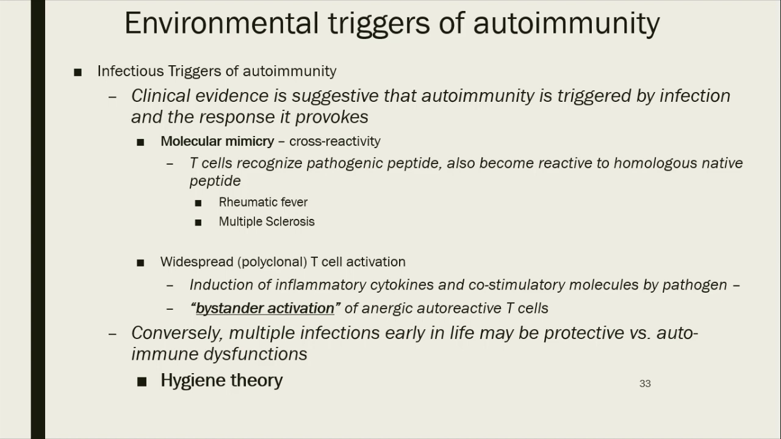So here we're focusing on infectious triggers. What happens with infectious triggering is that sometimes there are peptides on the bacteria that are somewhat similar, molecular mimicry, so similar looking at the peptide level. Once you break down the bacterial protein into smaller pieces, sometimes the smaller pieces look alike to our endogenous peptides. So the T cell that recognized the pathogenic peptide also becomes reactive to a homologous, meaning very similar, peptide in your body, native peptides, and that has been linked to rheumatic fever and multiple sclerosis.